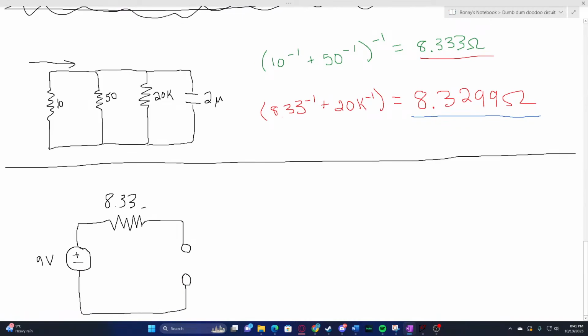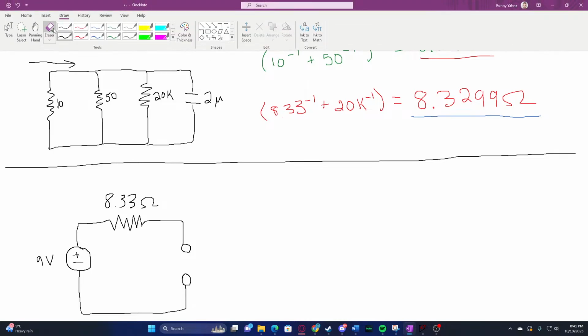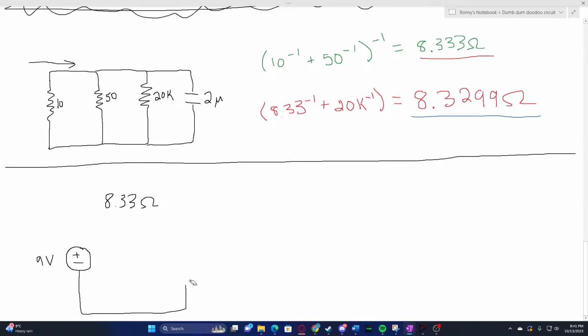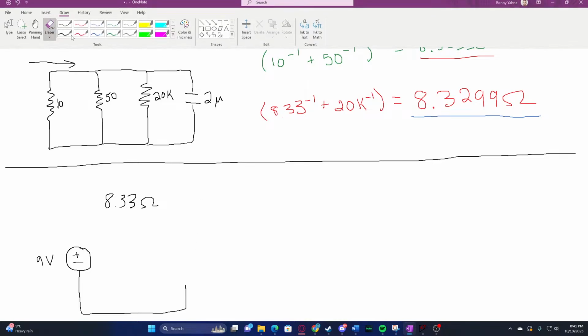8.33 ohms, and can we not erase my whole circuit, please?